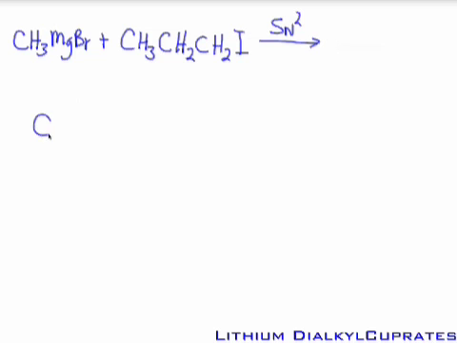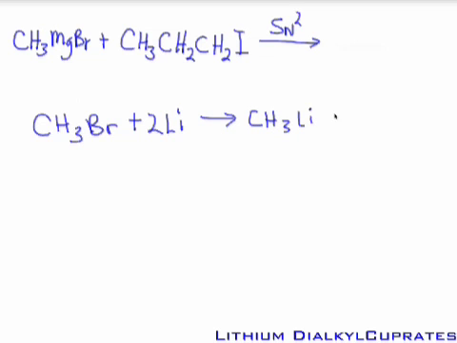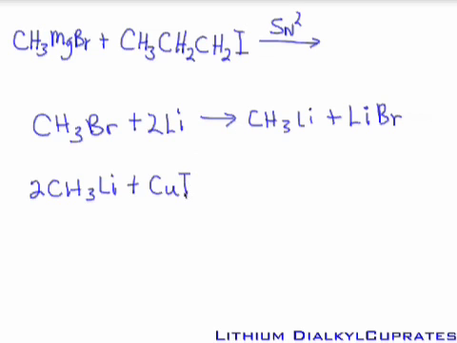As I stated, you can take methyl bromide, react it with 2 lithiums, and produce methyl lithium plus lithium bromide. And methyl lithium is a very powerful alkylating agent, similar to Grignard. But what's interesting is I then can take 2 methyl lithiums and react them with cuprous iodide. Now copper has a 1+ charge, and the 2 methyl minuses will add to the copper.